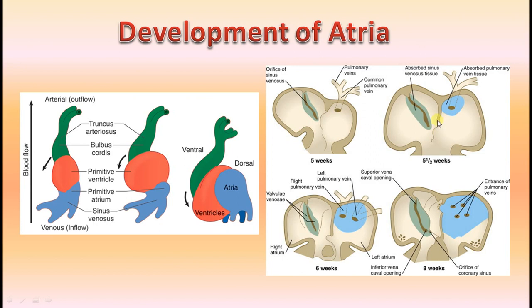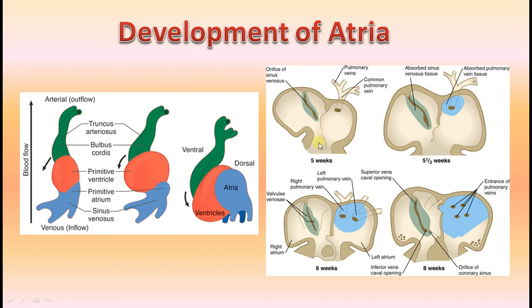Smooth part of left atrium, you can see a single pulmonary vein opening. This single vein will divide into four, thereby you have the four veins, and that gets absorbed forming the smooth part of the left atrium.